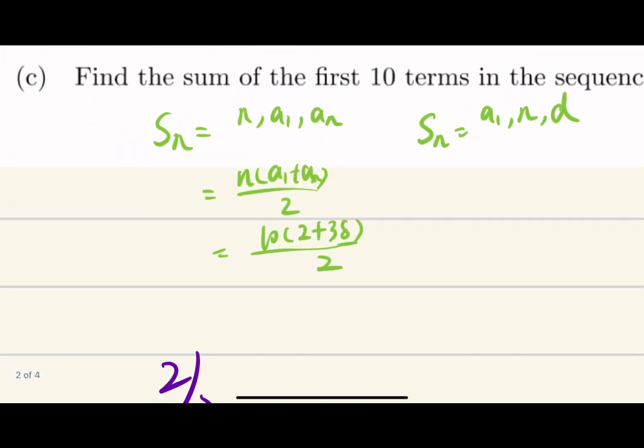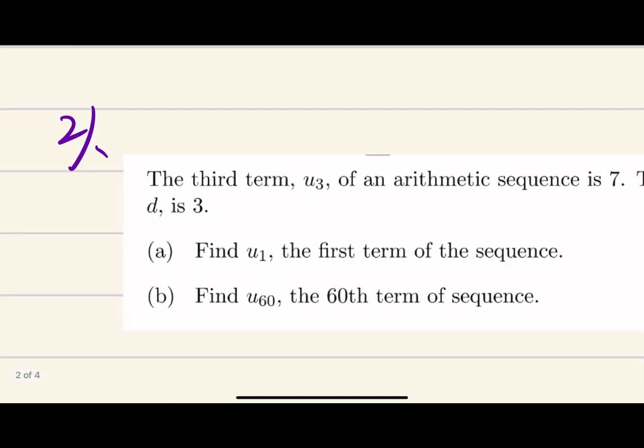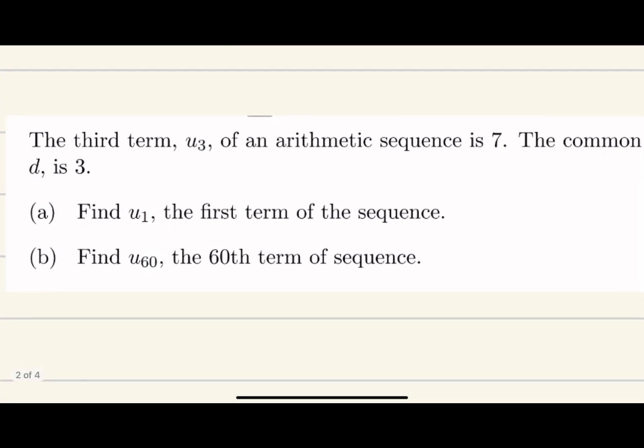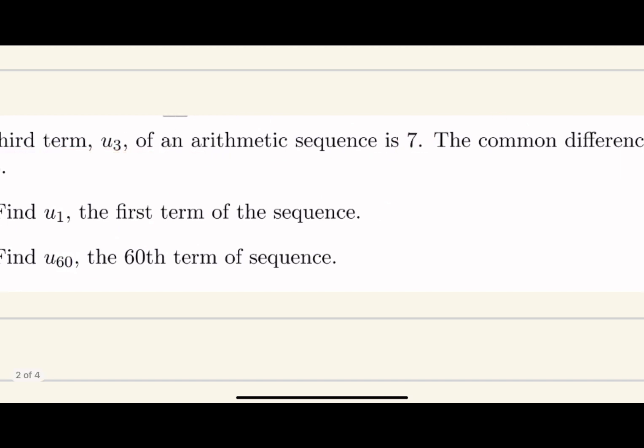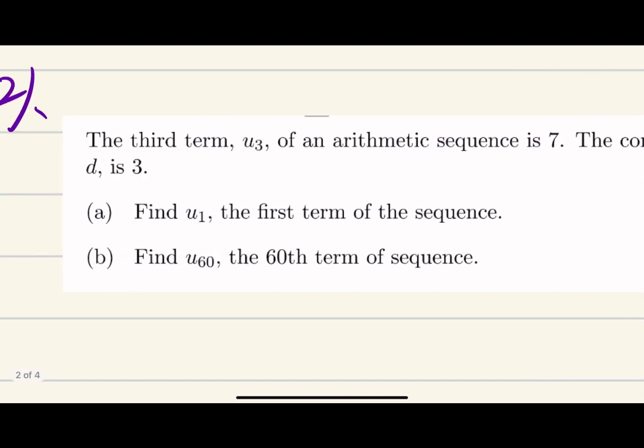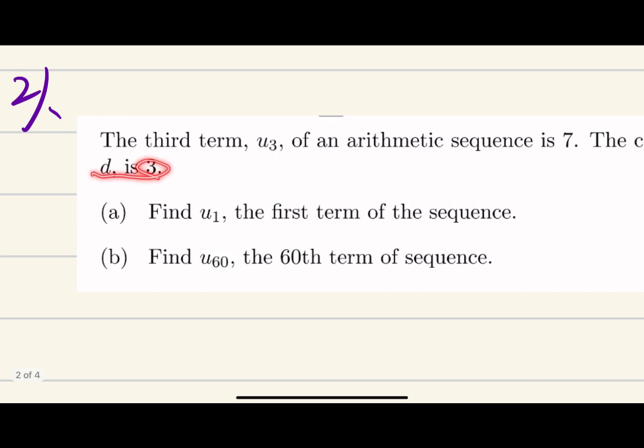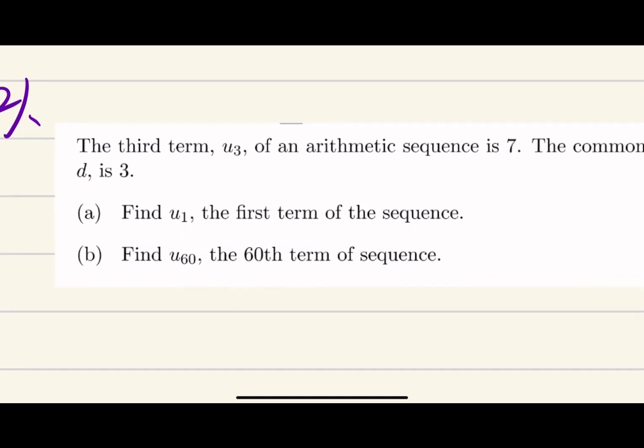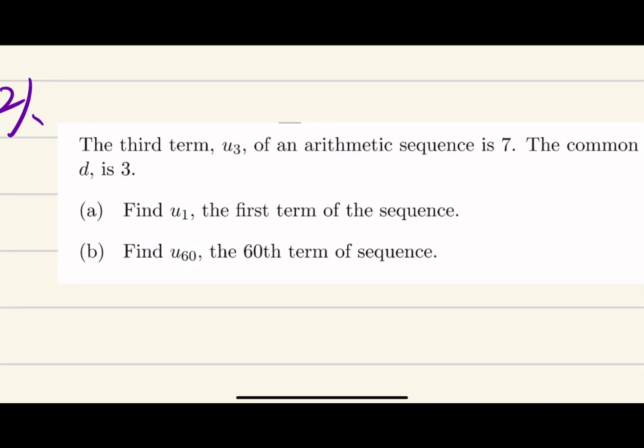Okay, then we're going to do the second question here. The third term in an arithmetic sequence, U3, is 7. The common difference of the sequence d is 3. And the first part, we're going to find the first term in the sequence. So what are we going to do?